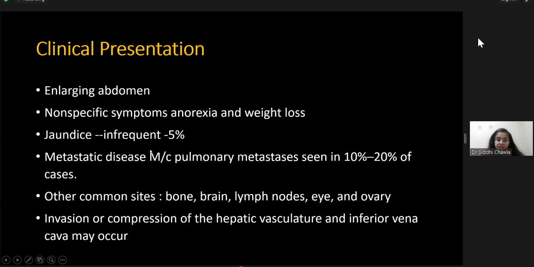Sometimes the patient presents directly with metastatic disease. The most common place for metastasis in these cases is the lung. Otherwise, it can metastasize to bone, brain, lymph nodes, eyes, and sometimes the ovaries also. The important thing you have to look for, as we see in cases of hepatocellular carcinoma, is invasion of hepatic vasculature, portal veins, and IVC. And if you notice a tumor thrombus or a non-enhancing thrombus, both have to be reported, and the entire extent of the thrombus needs to be explained and written in your report.